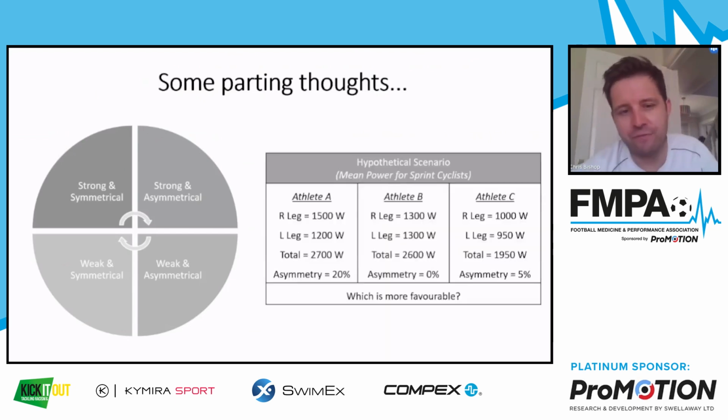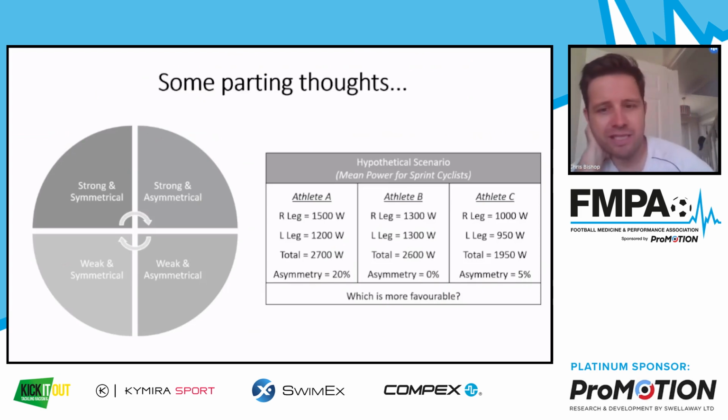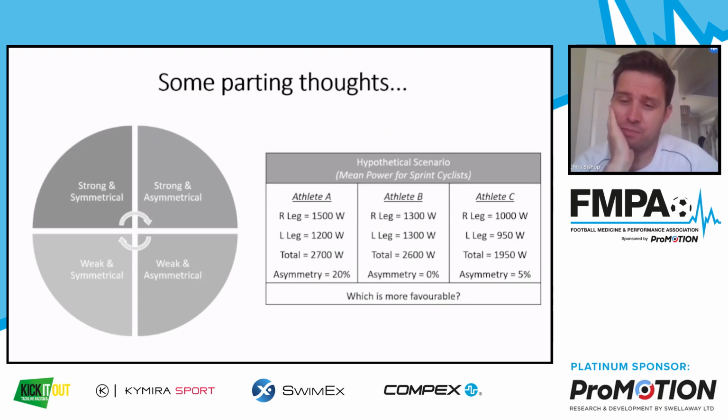But to play devil's advocate about our intuitive thought process about correcting an imbalance, take a sport like sprint cycling, where one of the most important determinants of performance is mean power. I've presented 3 hypothetical athletes here. You can see that athlete A has very much the largest asymmetry, much larger than the other 2 athletes, but the total wattage is higher than the other 2.